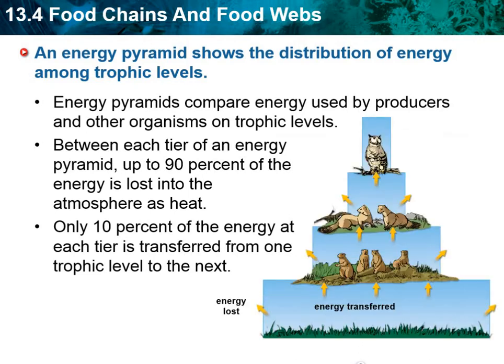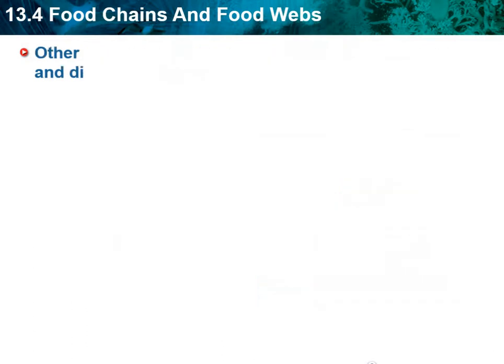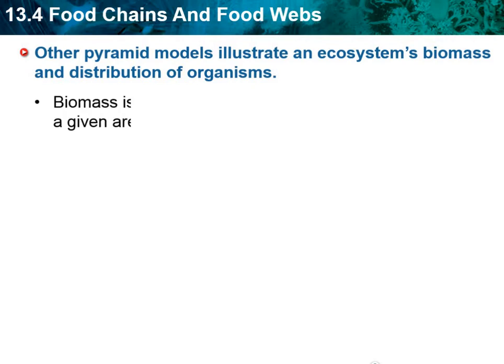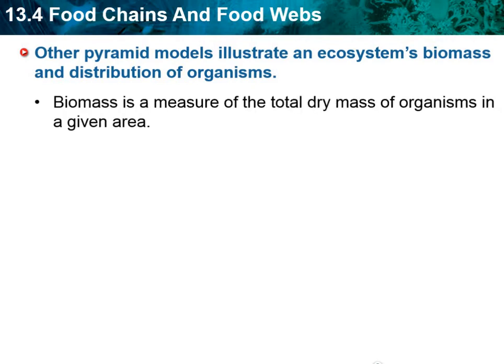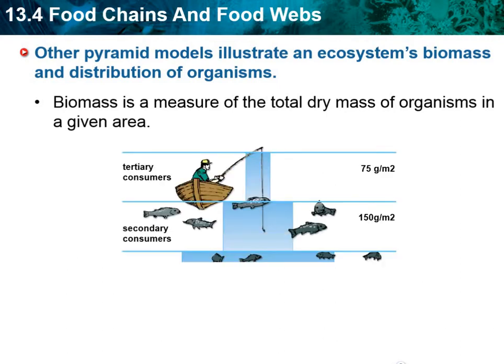That's what you're seeing here. As you see, energy is being lost, energy is being transferred. So it's going to keep going up as you go. And we'll look at the different types of energy pyramids here. One of them is what's known as a biomass pyramid. Biomass is a measure of the total dry mass of organisms in a given area. So biomass is basically the weight of all the living things in that environment.